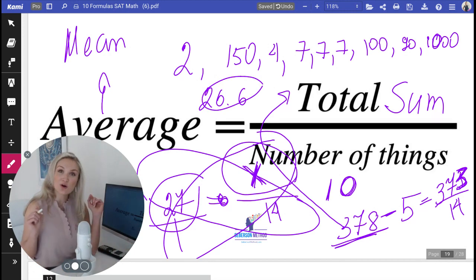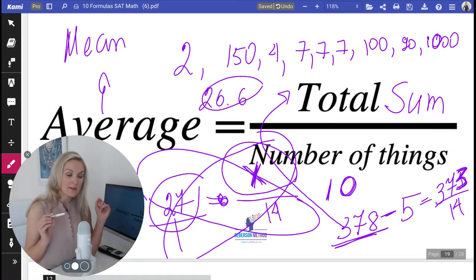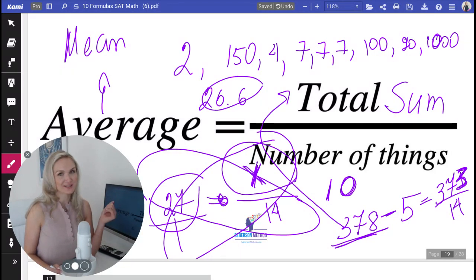So make sure you know this, that if you know the number of things and you know your mean or your average, you can do this. In the next 2 videos, we're going to solve a simple problem that has to do with mean or average, and we'll do a hard problem that requires you to do the same thing.